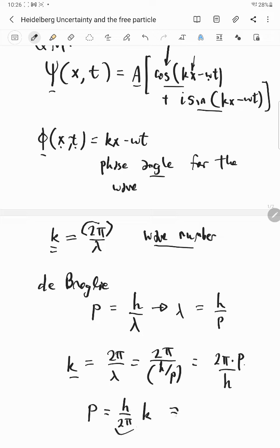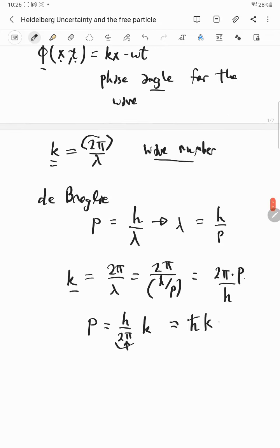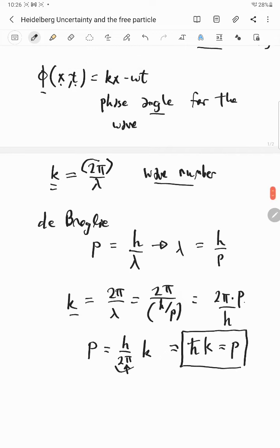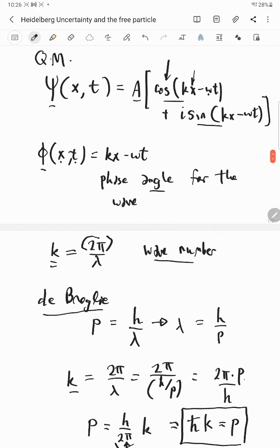And this particular combination of h and 2 pi is referred to as h bar. So this is sort of an updated Planck's constant that includes the fact that we're talking about angles sometimes. So h bar k, so p is h bar k, is a way to bring in de Broglie and talk about mathematical traveling waves, right?